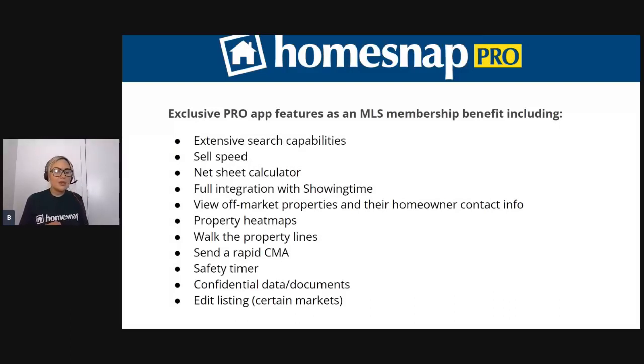The net sheet calculator is an awesome tool that you can use for your listing appointments. We have full integration with ShowingTime, so you can schedule your showings right there within the app. You have the ability to view off market properties and view homeowner contact information, so you can use HomeSnap Pro to prospect for free seller leads. Speaking of that, we have our property heat maps where you can view properties that are most likely to list. You can view properties that have been owned for 10, 15 years or more, homes that have a certain amount of equity in them. Just incredible prospecting tools.